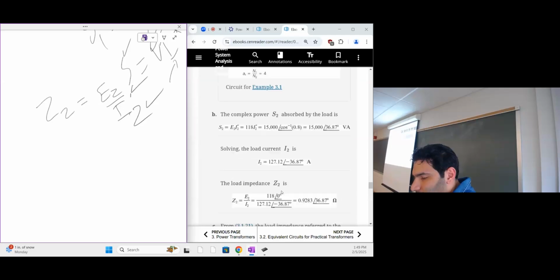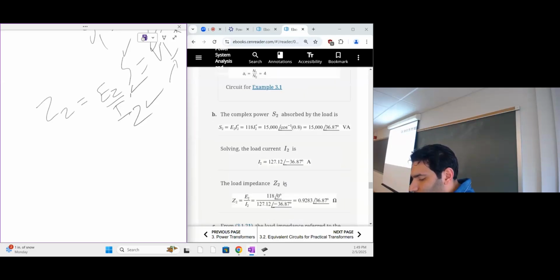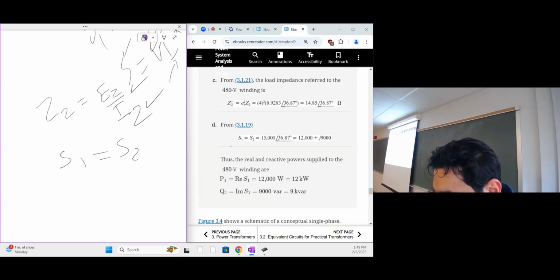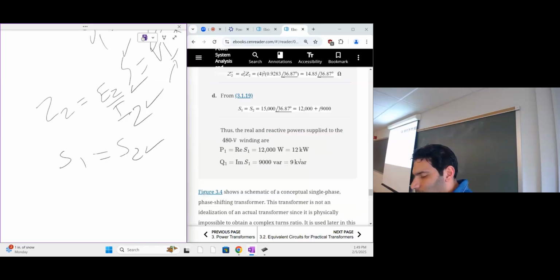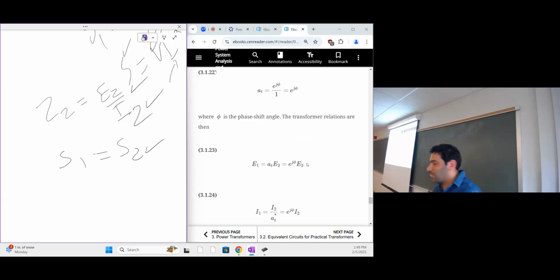And then for D, I forgot the question, the real and the reactive power supplied. So now we are here on the other side. And we have said that S1 is equal to S2, and we got the value. So you change from the phasor to the rectangular form, and then this would be P, and this would be Q for the active and reactive powers. So I think I'm done with this question.